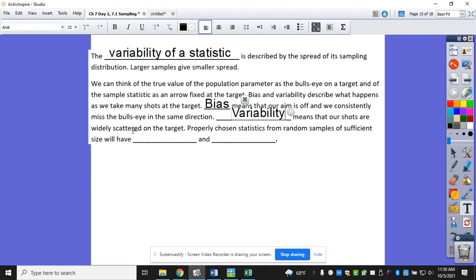What do you think ideally that we want? What kind of bias? Do we want a big bias? Is there going to be absolutely no bias? No, not unless we actually do the sampling distribution. Do we want variability? Do we want a lot of variability? No, we want low variability. So ideally, we're looking for low bias, low variability.